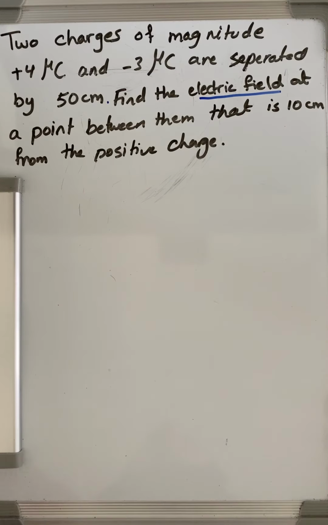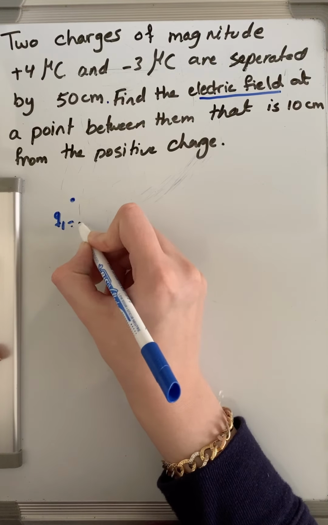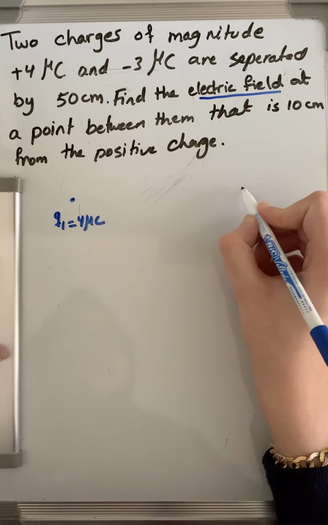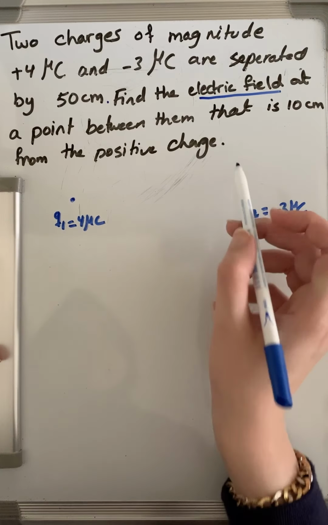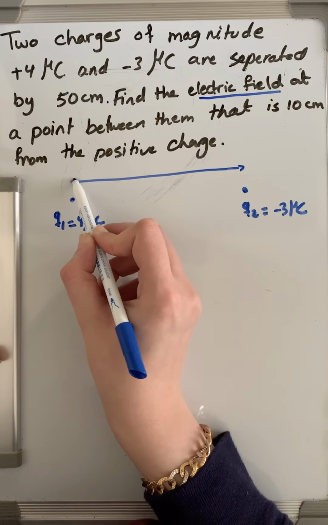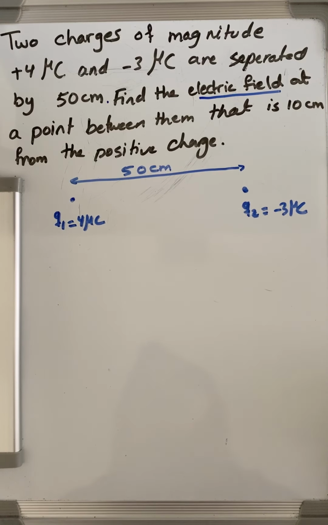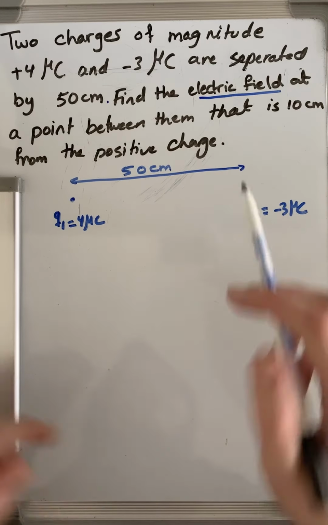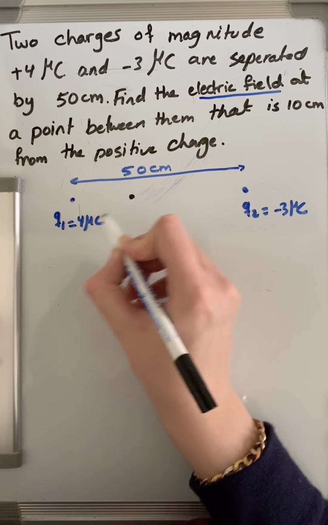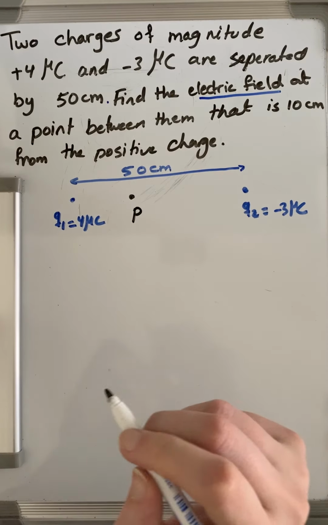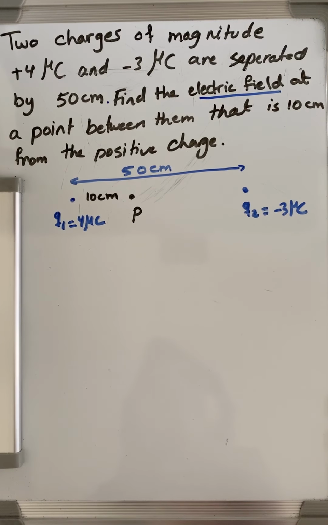So let us have a simple sketch in order to see it better. We have Q1 here, which is of magnitude 4 microcoulomb, and away from it here we have Q2, negative 3 microcoulomb. They are separated by 50 centimeters. We are interested in the location that is 10 centimeters from the positive charge, which is Q1. Here is my point P. It's 10 centimeters from Q1 where I want to find the net electric field.